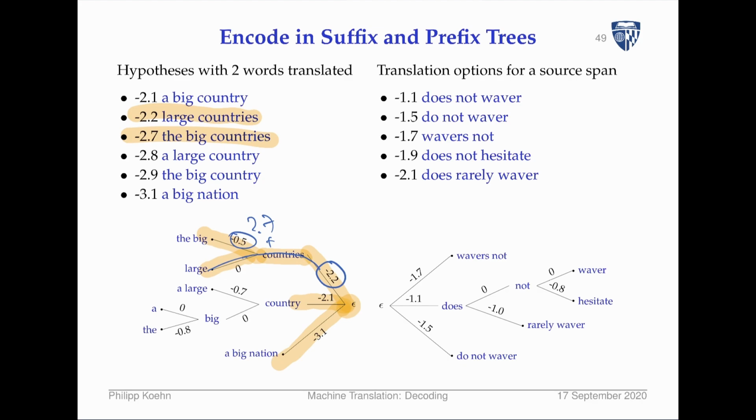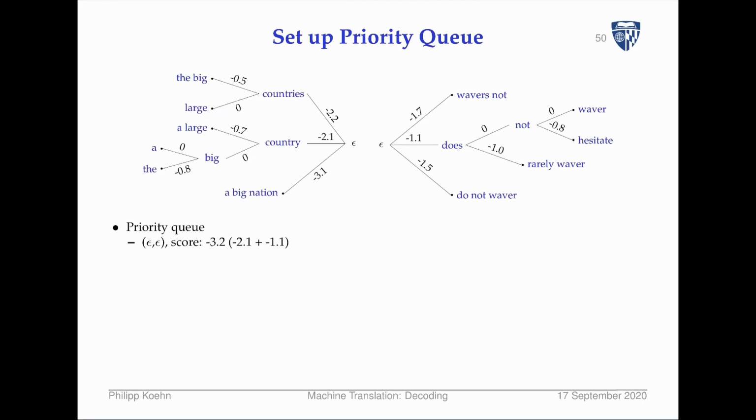We're doing the same with the translation options. There are quite a few that start with does, but then only one that starts with do and only one that starts with waivers not. There's a bunch of them that start with does. Okay, so these are just the data structures. How do we use them?